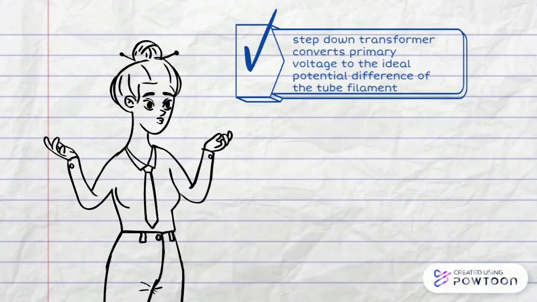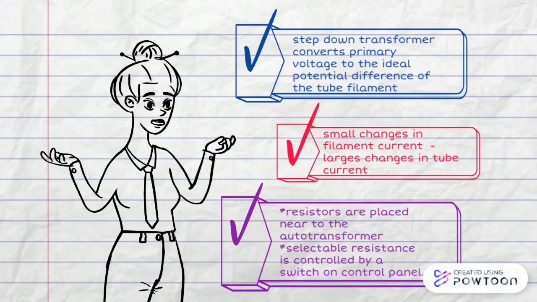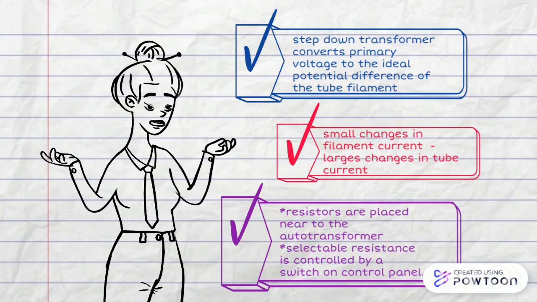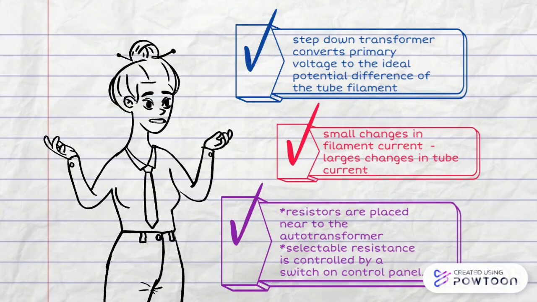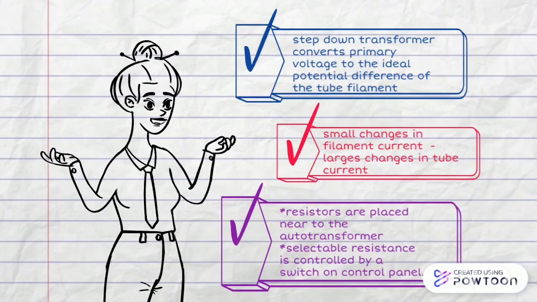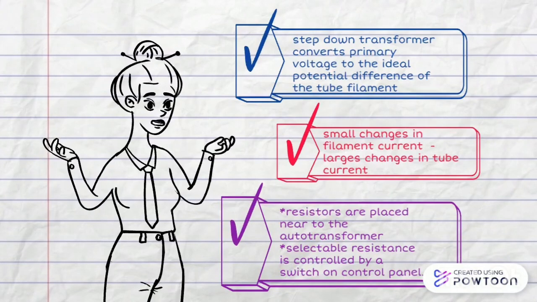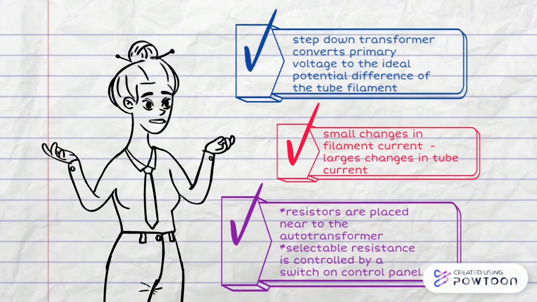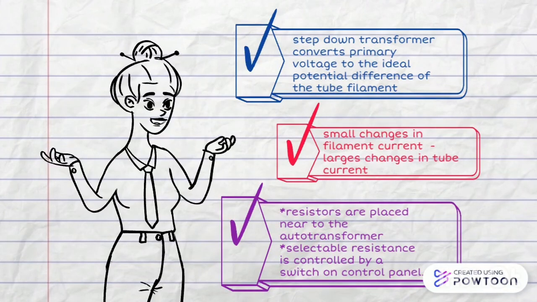Because a small change in filament current leads to a large change in tube current, the filament voltage must be precisely controlled. Therefore, resistors are placed near the autotransformers, and only selectable resistance is controlled by a switch on the control panel.